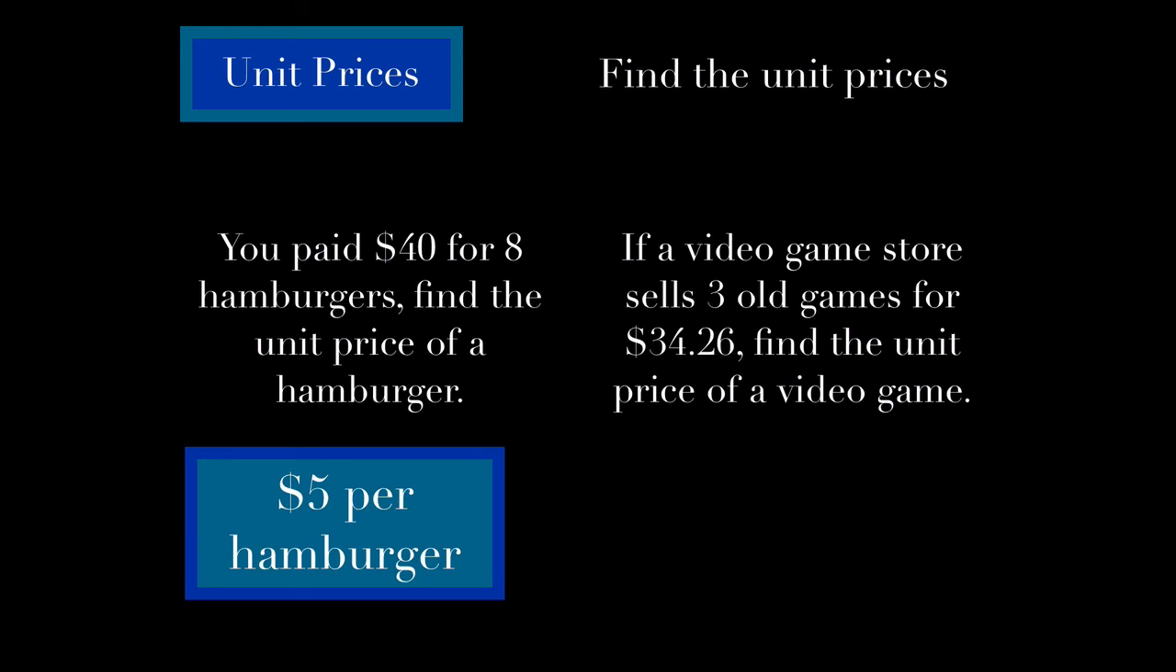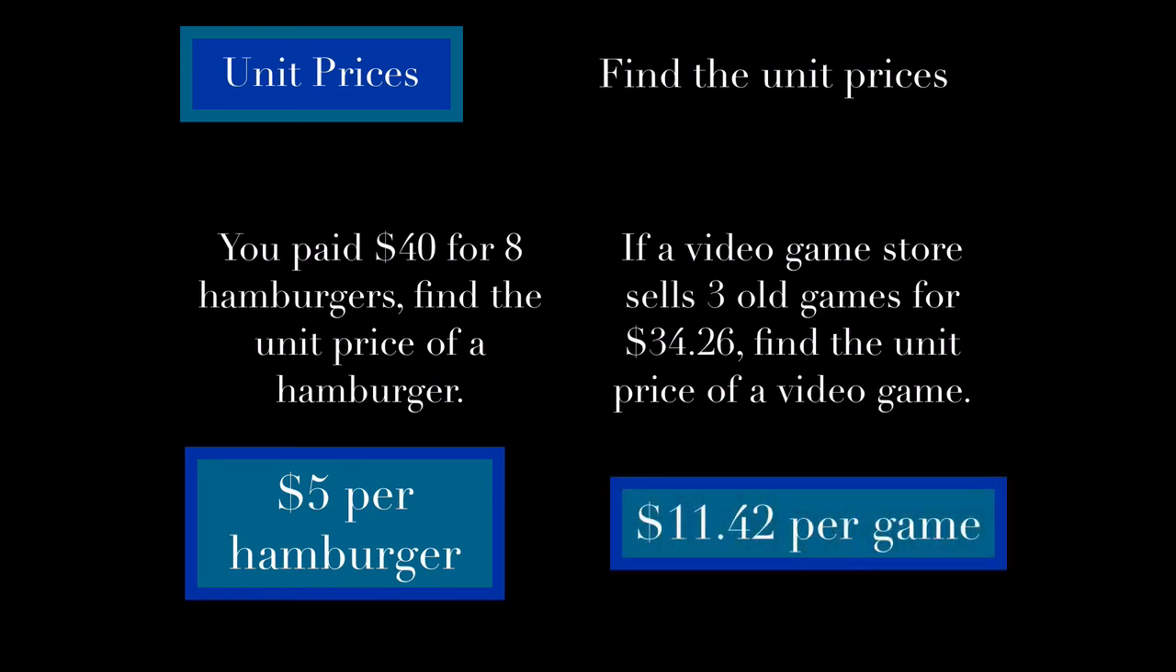And then there's another example to the right of it, which says a video game store sells 3 old games for $34.26. What would be the unit price? Again, we would just do 34.26 divided by 3, and that would tell me it'd be $11.42 per game. Okay? So we got one final thing to do.